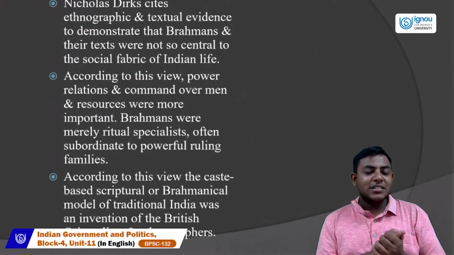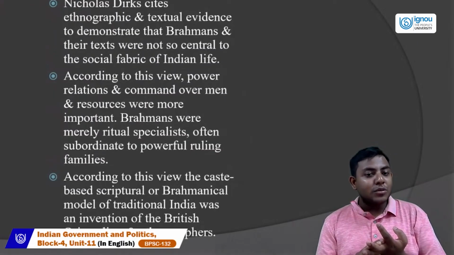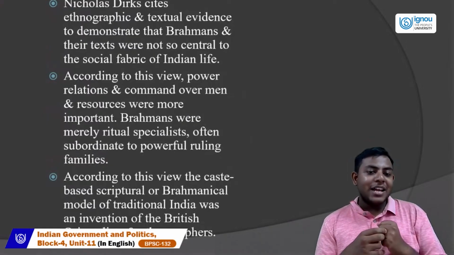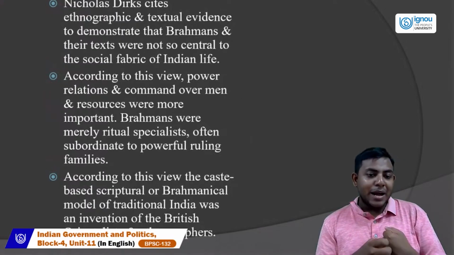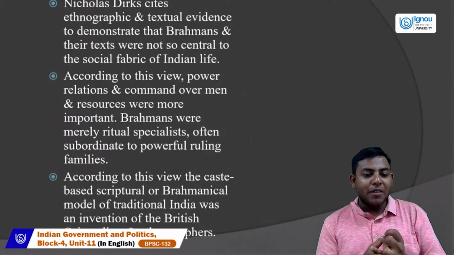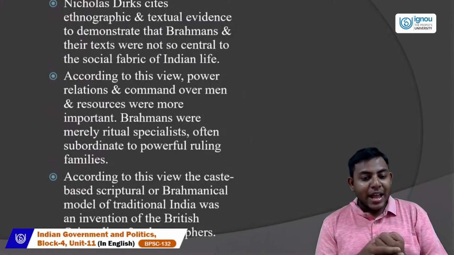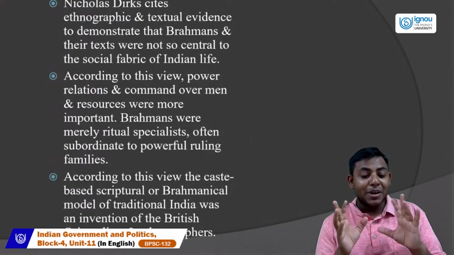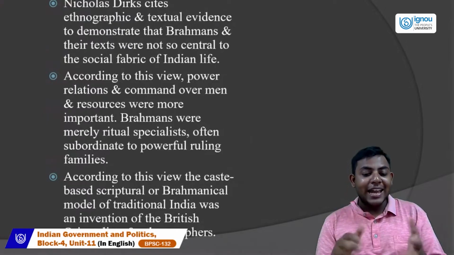Nicholas Dirks cites ethnographic and textual evidence to demonstrate that Brahmins and their texts were not so central to the social fabric of Indian life. According to this view, power relations and command over men and resources were more important, and Brahmins were merely ritual specialists, often subordinate to powerful ruling families. According to this view, the caste-based scriptural or Brahminical model of traditional India was an invention of the British Orientalists and ethnographers.